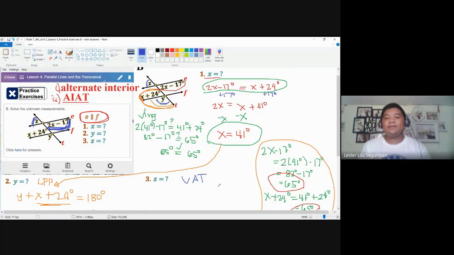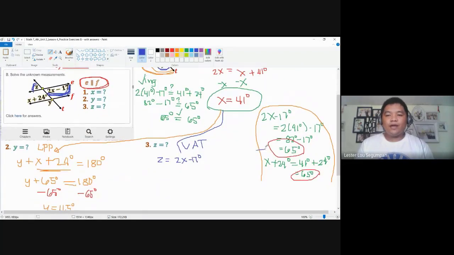Again, I am saying here postulates, theorems. That's why it is very important for us to be guided from one lesson to the other. So vertical angles are congruent, have the same measurement. So we can just simply say that z must be equal to the value of 2x minus 17 degrees. So again, we have the value for x here. We could always substitute or use this value for 2x minus 17 that we have solved earlier using the same value for x. So simply substitute the whole value of 2x minus 17. Z is equal to 65 degrees.